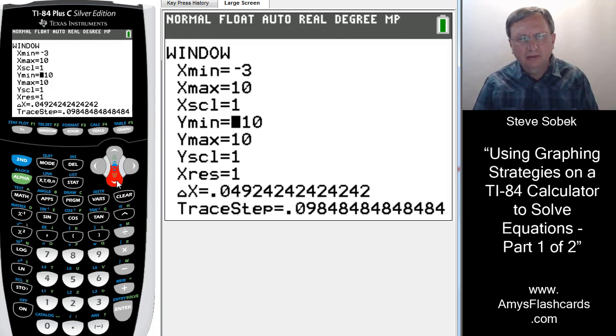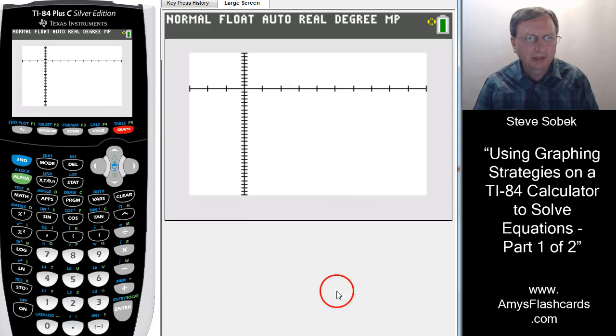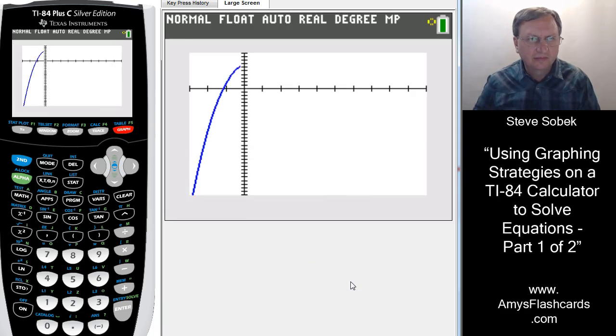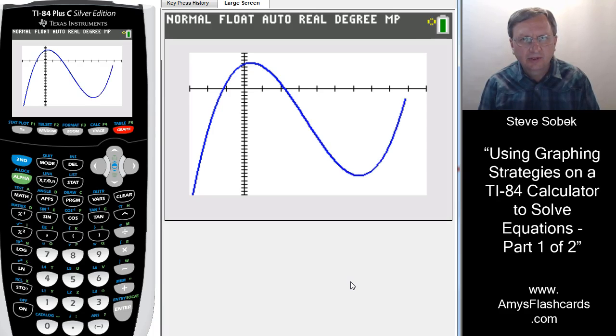I'm not sure how low we need to go, but perhaps why don't we try negative 30 for starters. All right. Y max seems like that's okay. Let's hit the graph button and take a look at this. All right, that's a good viewing window.